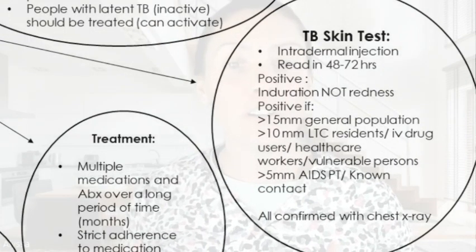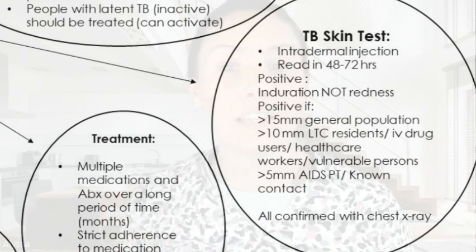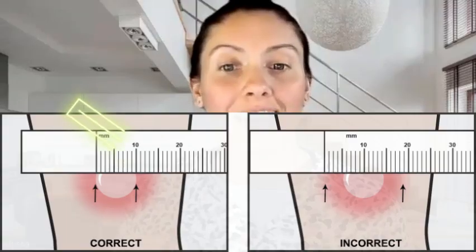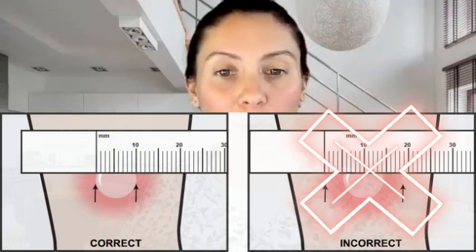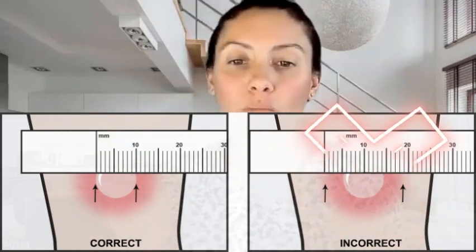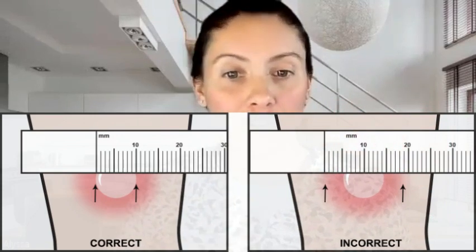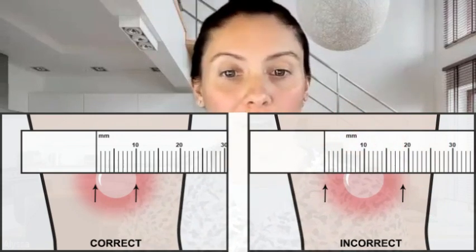Now, when you're checking to see if it is a positive, you want to check the indurated area, not the reddened area. As shown here, you want to check the induration, not the reddened area.